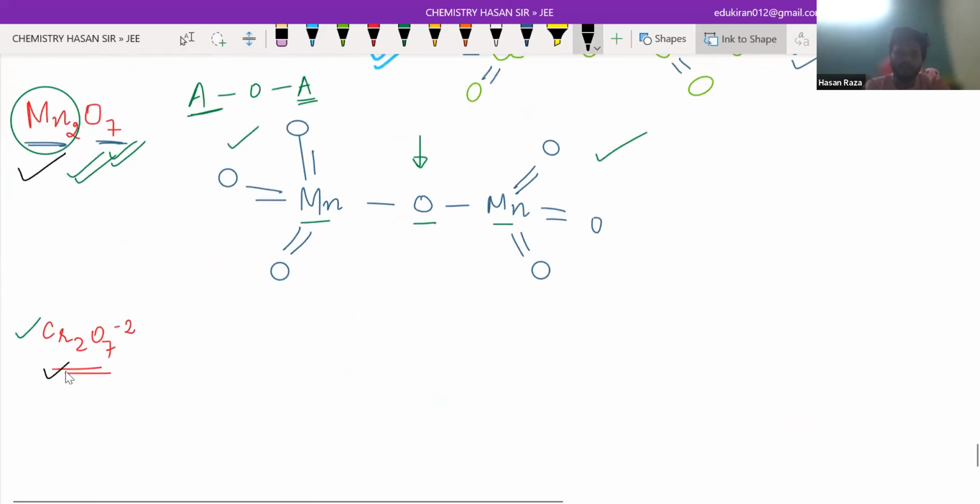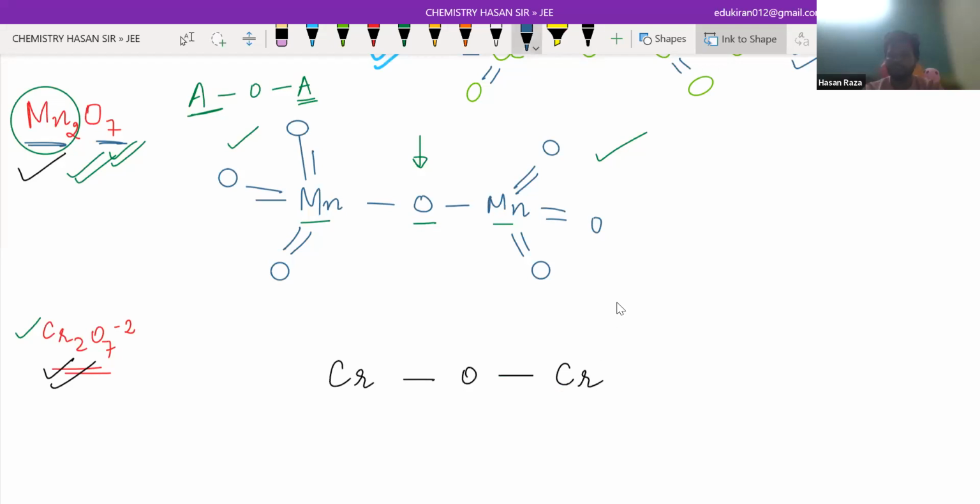Now see, I gave you this question. I'm going to explain this. Cr2O7 2-. You can see there are 2 central atoms, which are chromium, and the oxygen is in odd number. So you just need to follow this. Make a linkage Cr-O-Cr. Now you have 6 oxygen left. So I'm going to give 3 oxygen to the right chromium and 3 oxygen to the left chromium.